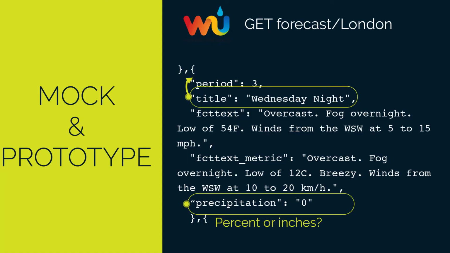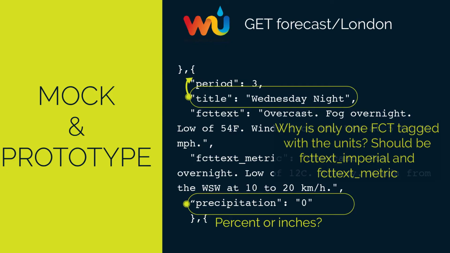And then precipitation is 0. So does that mean, is it percent? Is it inches? Is it centimeters? Like, what does that actually mean, right? I don't know. And finally, there's FCT, FCT text, which I figured out is forecast text. And then it's just forecast text, but then it's forecast text metric. I was wondering, why is it that metric is called out as metric, but imperial is not called out as imperial? These are the sorts of things you discover through mocking and prototyping.